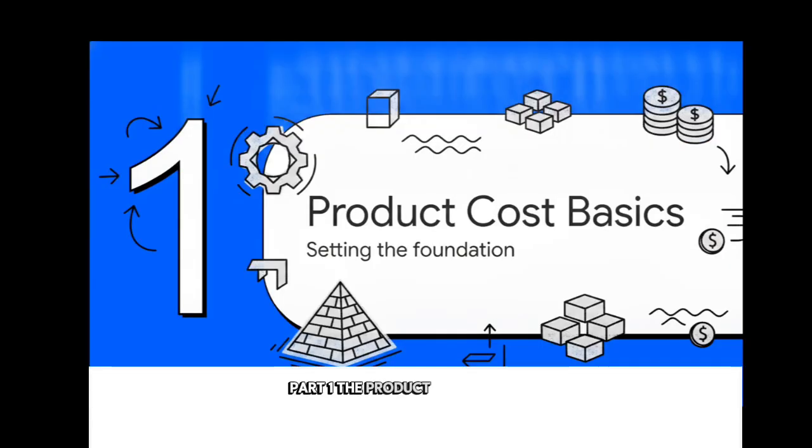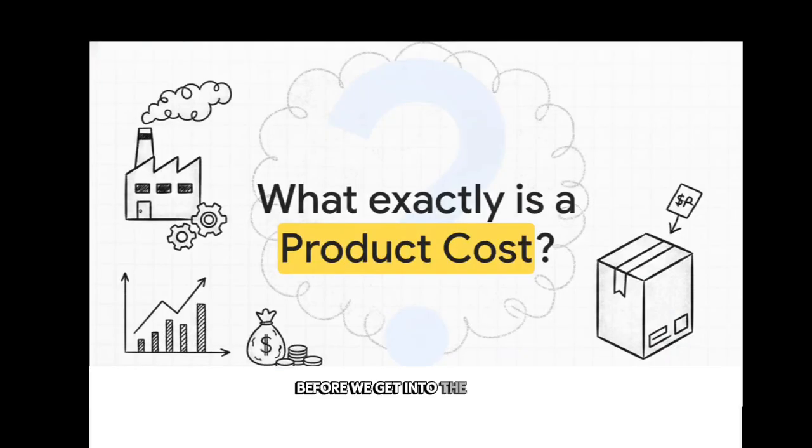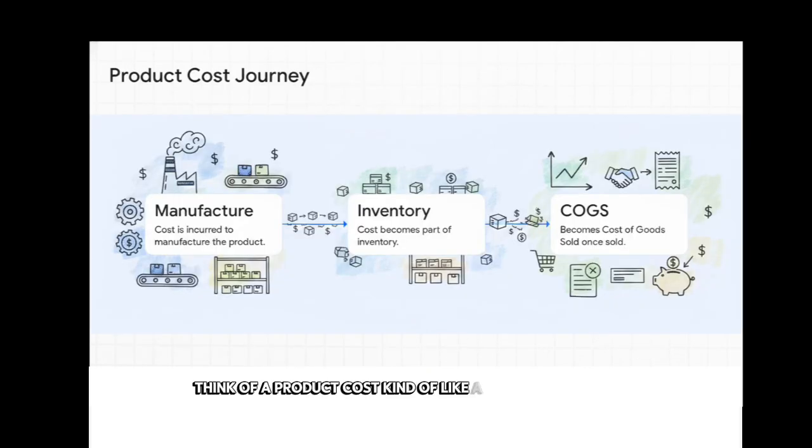Part 1. The Product Cost Basics. Before we get into the weeds, let's just quickly answer the million-dollar question. What actually is a product cost? How do we define it? Think of a product cost kind of like a physical journey. It's a three-step process. First, the cost is incurred to literally manufacture the product, right there on the factory floor. Then, step 2, that cost effectively attaches itself to the product and becomes inventory, sitting securely in a warehouse. Finally, step 3, when a customer actually buys that product, the cost moves out of inventory and officially becomes cost of goods sold on your income statement. It's a journey from the factory to the warehouse, straight to the final sale.